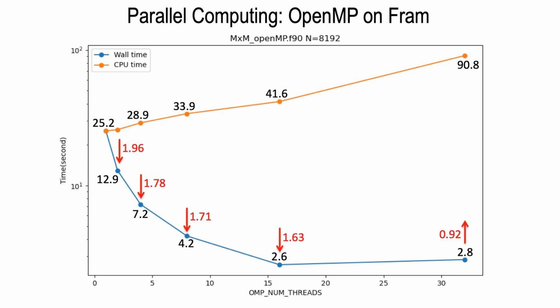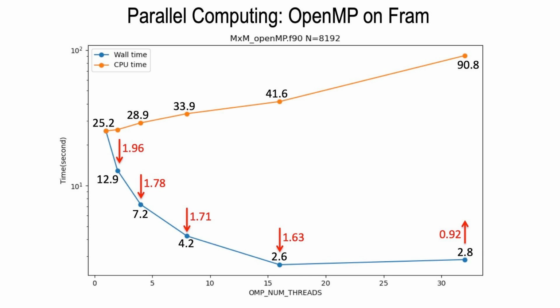In addition to the wall time and CPU time values, we'll incorporate the speedup values to finalize the figure. It's notable that multi-threading demonstrates good performance up to 16 threads. However, there's a slowdown when transitioning to 32 threads.